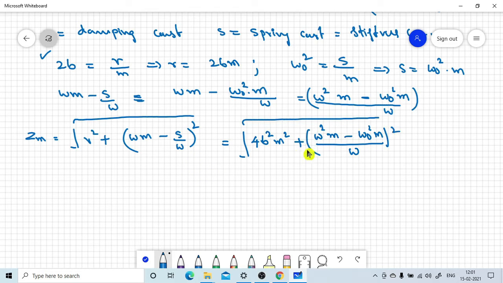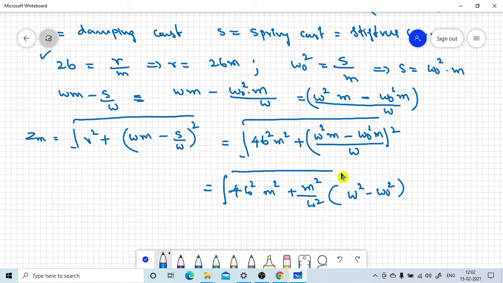Now in these two terms I am taking out m square divided by omega square, and here I will take it as m by omega. What we will get? Now I am taking 4b square m square plus m by omega whole square. I will take the common m square by omega square, and we will get omega square minus omega naught square.